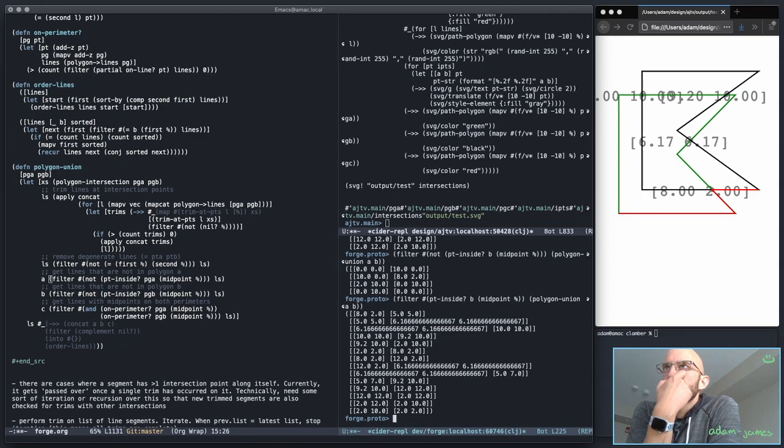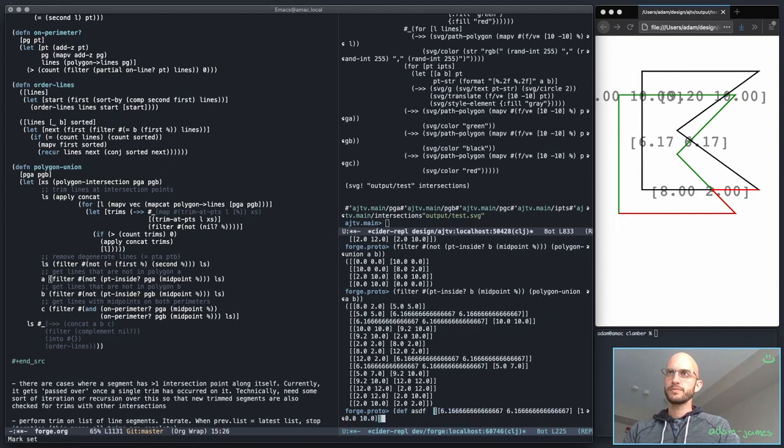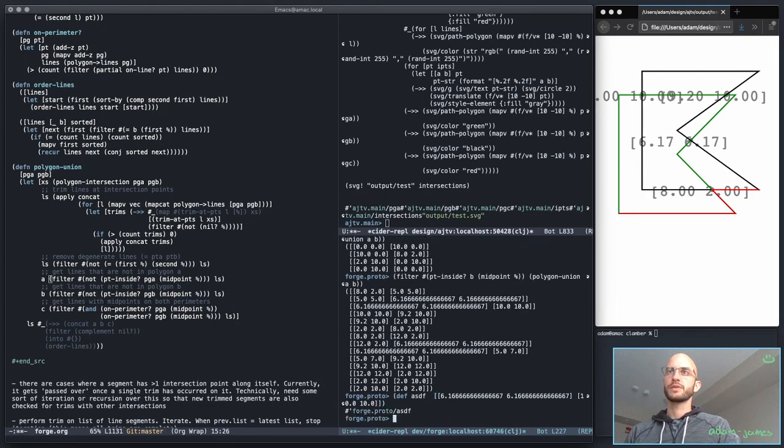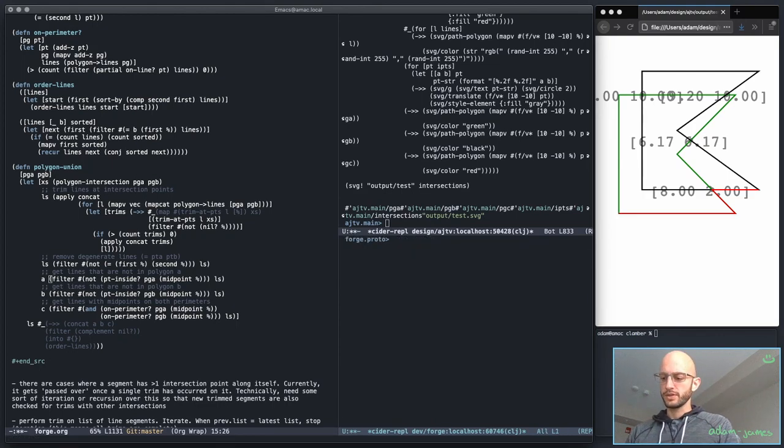Right, because A2 to 5,5 is not what I need. 5,5 to 6 whatever is not what I need. There's something going wrong here. I don't know why. That shouldn't be in this list. So okay. Let me have a look here.